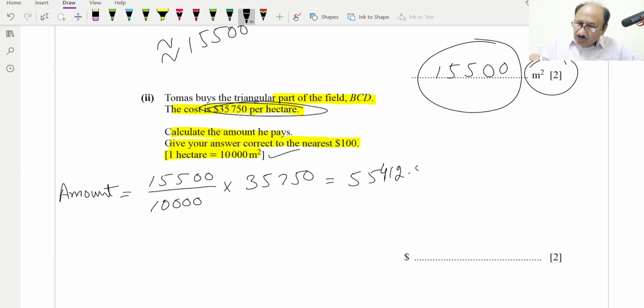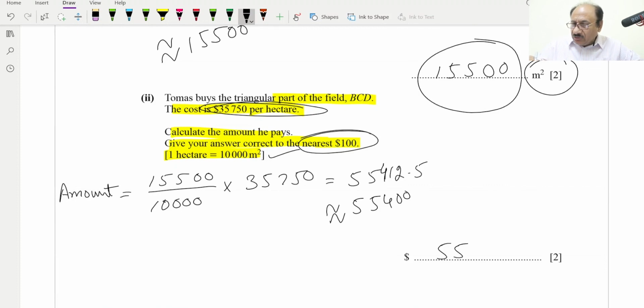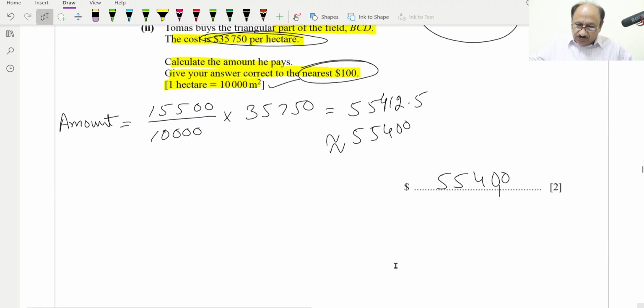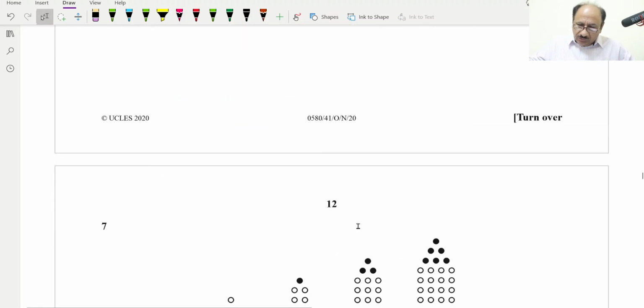55412.5. So this one, but they are saying nearest 100, so it will be equal to 5400. So this will be our nearest 100 answer, which we provide over here. This is a 2 mark question. Hopefully you got this also.